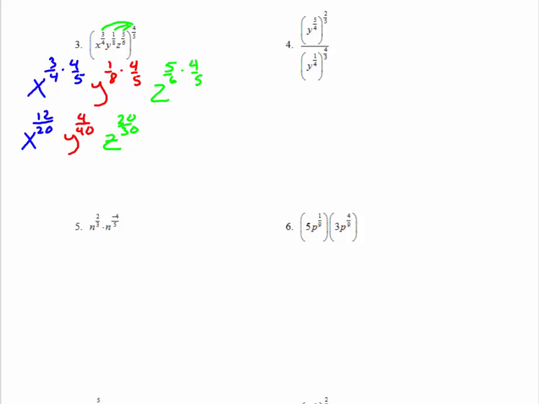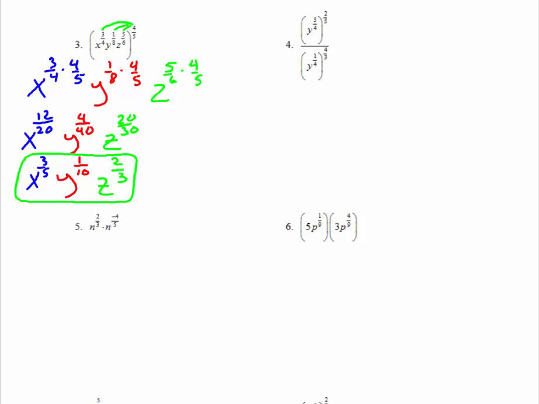Now I'll go ahead and reduce 12 over 20. 12 over 20 reduces to 3 over 5. And with the y, 4 over 40 reduces to 1 over 10. And with the z, 20 over 30 reduces to 2 over 3. So my final answer is x to the 3/5, y to the 1/10, times z to the 2/3.